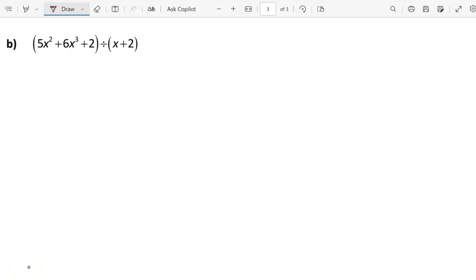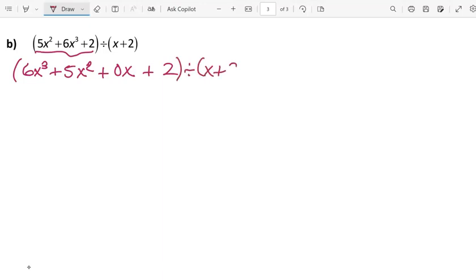In the next example, we have some things to be really careful about here. This dividend is in the wrong order. So I'm going to start with my 6x cubed, which is the term with the highest exponent on the variable, and that would be followed by 5x squared. Now normally we follow that with an x term, but there is no x term, so I'm going to think about that as a 0x and then plus 2. So that's what our dividend is, and we're dividing it by x plus 2.